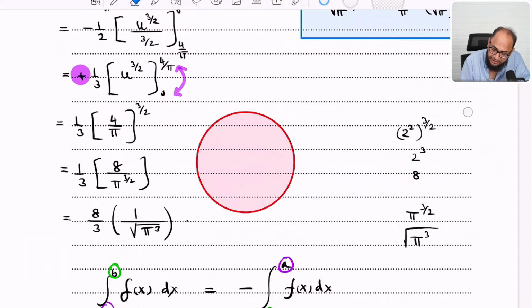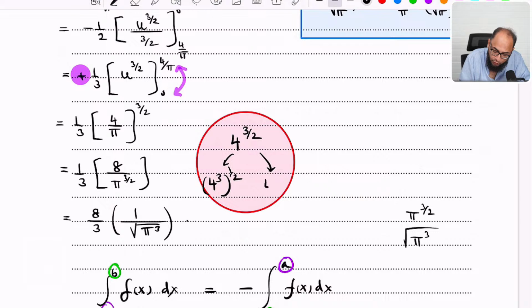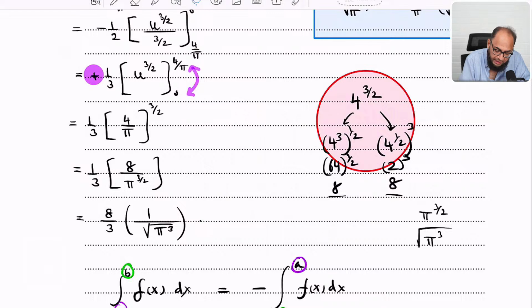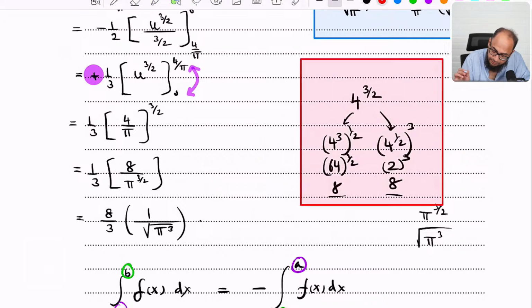So now let me just erase this and let me show it. So 4 raised to the power of 3 over 2 can be written as 4 raised to the power of 3 raised to the power of half, 4 raised to the power of half raised to the power of 3. This is the square root of 64, that comes out to be 8. 2 raised to the power of 3, that comes out to be 8. So therefore, let me push it over here, erase this red thing, and write it like this. Okay. So that's how it is done.